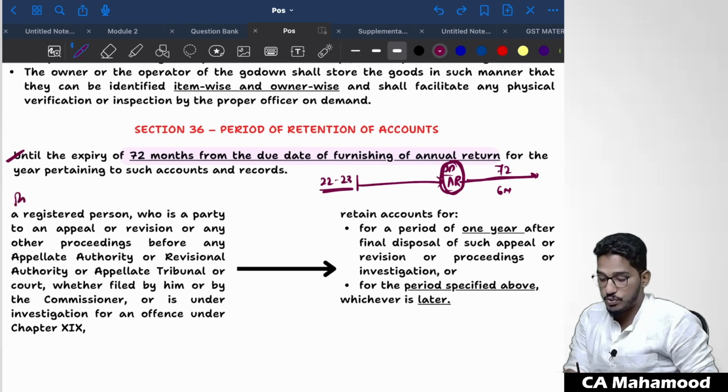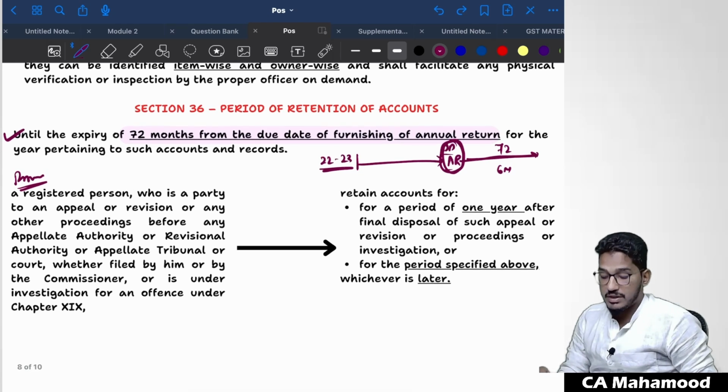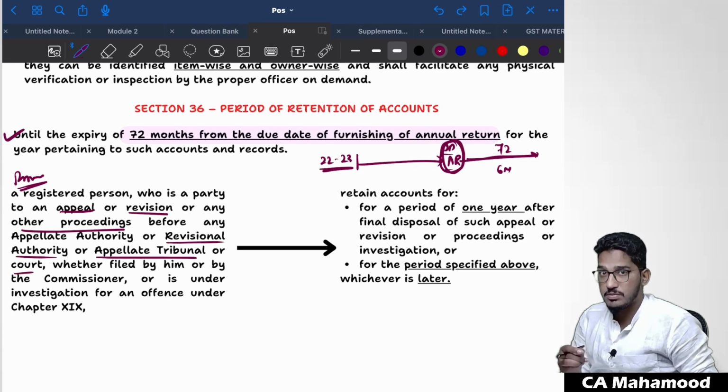However, there is one more proviso to section number 36. The general time period is these 72 months from the due date of furnishing of annual return. But in some special cases, if you are a registered person and you are a party to an appeal, revision or any other proceeding before any appellate authority, revisional authority or appellate tribunal or court, that means you are a registered person, but some cases are going on against you, some appeal or some proceedings are going on.